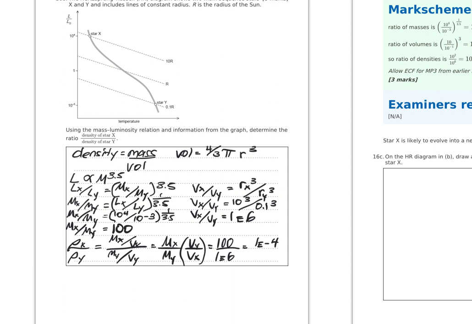So density being mass over volume, I get mass of x over volume of x over mass of y over volume of y, which is a complex fraction. You can resolve that out to mass of x over mass of y times volume of y over volume of x. The relative masses is 100. The relative volumes is a million, but it's y over x, so it's 1 over a million. So I have 100 divided by a million, and I get 1 times 10 to the negative 4.